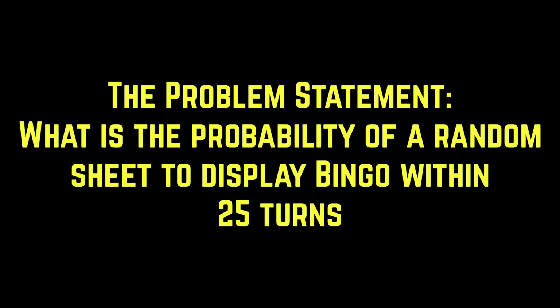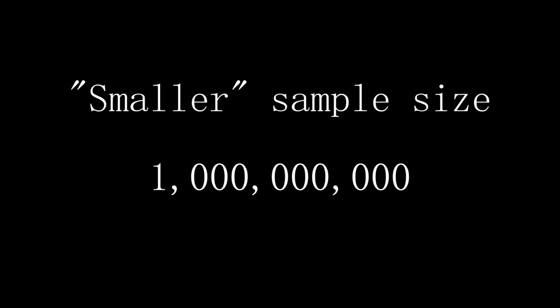It's time for the code. Again, let's consider the problem statement. What is the probability of a random sheet to display bingo within 25 turns? There are this many possible bingo sheets, but you and I both know there is no way we can simulate that many sheets at the speed I am doing it right now. That would take something like this many years, way more than the age of the universe. So we gotta settle for a much smaller sample size, in our case, a billion.